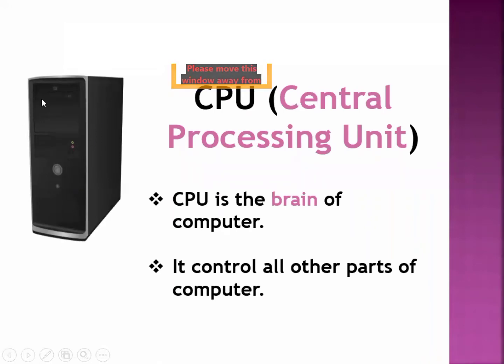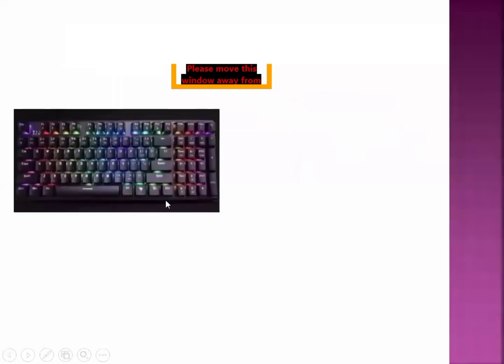This black box is called a CPU. The full form of CPU is Central Processing Unit. CPU is the brain of the computer because it controls all the parts of the computer, and all the parts of the computer are attached to the CPU. This is a keyboard.